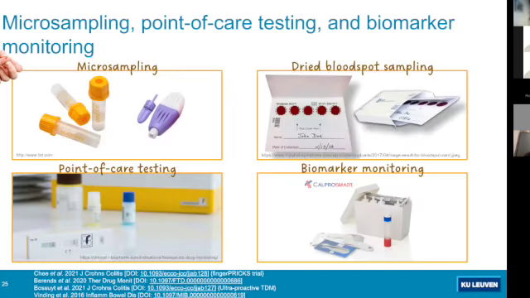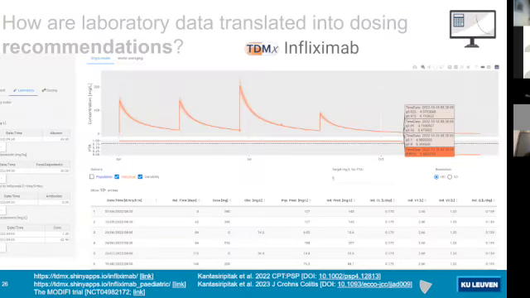But there's more to TDM than just doing ELISAs. You can do microsampling, which means that patients can sample at home, which gives more flexibility. We can do point of care testing. We have assays with a very short turnaround time, so you can act very rapidly. And we can also measure biomarkers like fecal calprotectin, and we can also consider these in the TDM algorithm. So we should have a more open mind and think about all the options that we have when we do TDM. There is more than just a trough level.